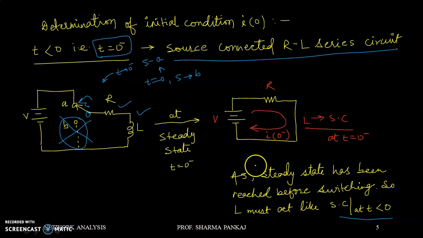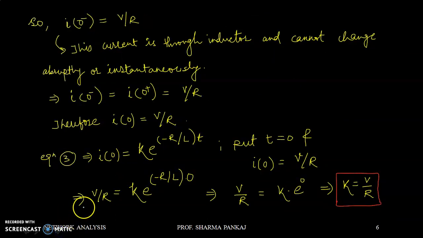So see this diagram. I have drawn this diagram taking all the considerations of this fact and parameters. R is in the circuit and L is a short circuit. L has become a short circuit at t equal to 0 minus. So I0 minus will be equal to V by R.